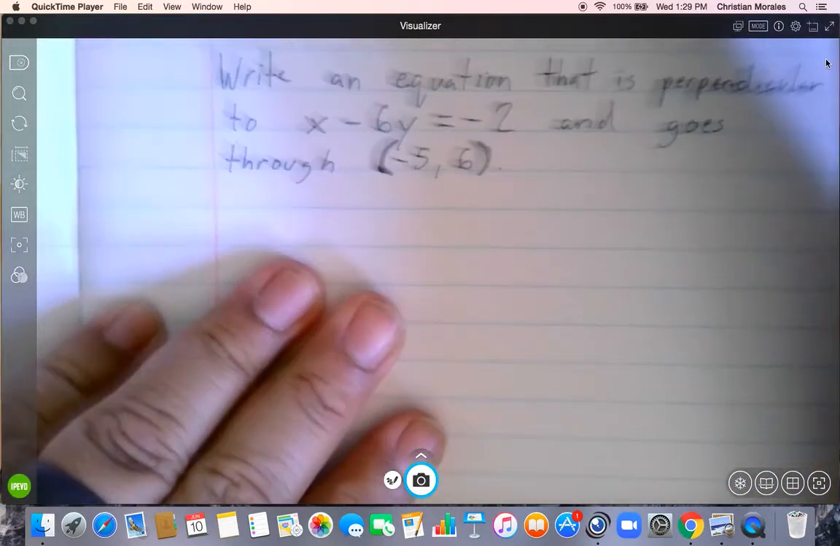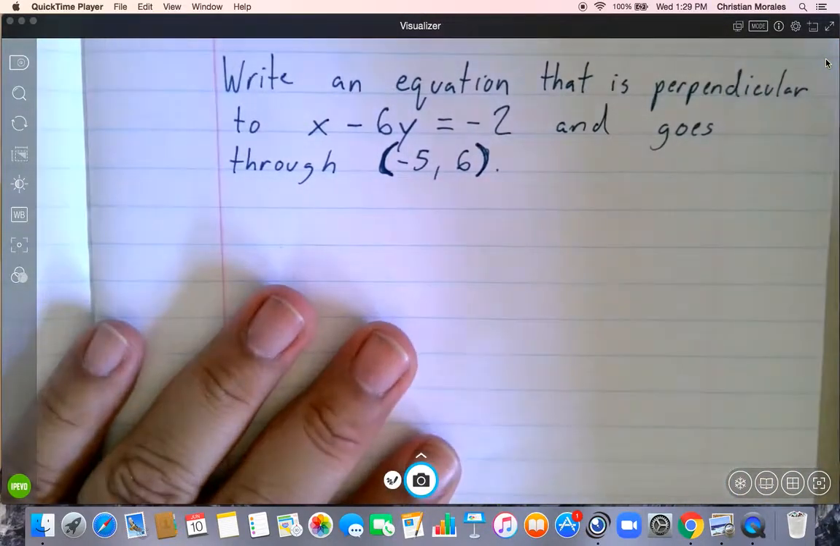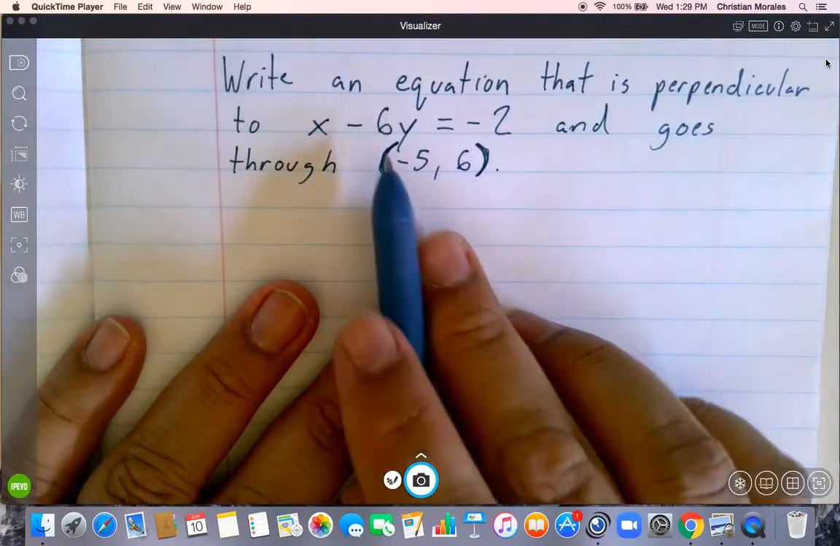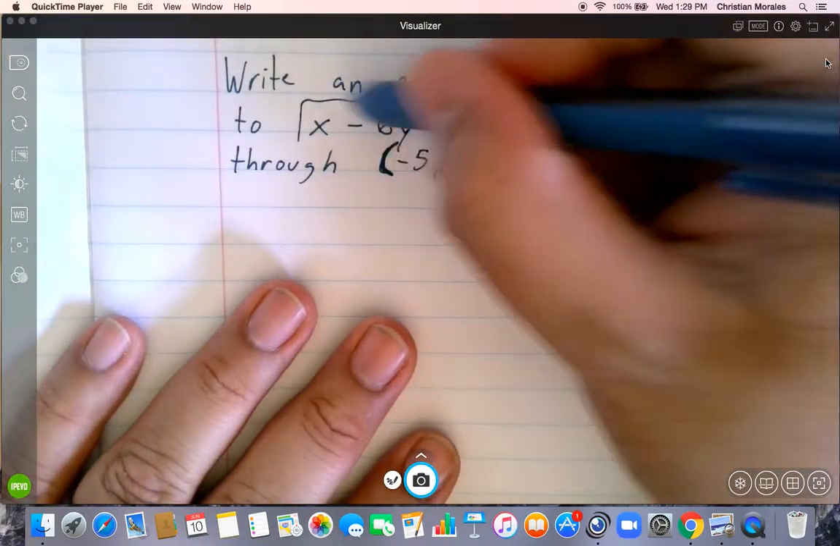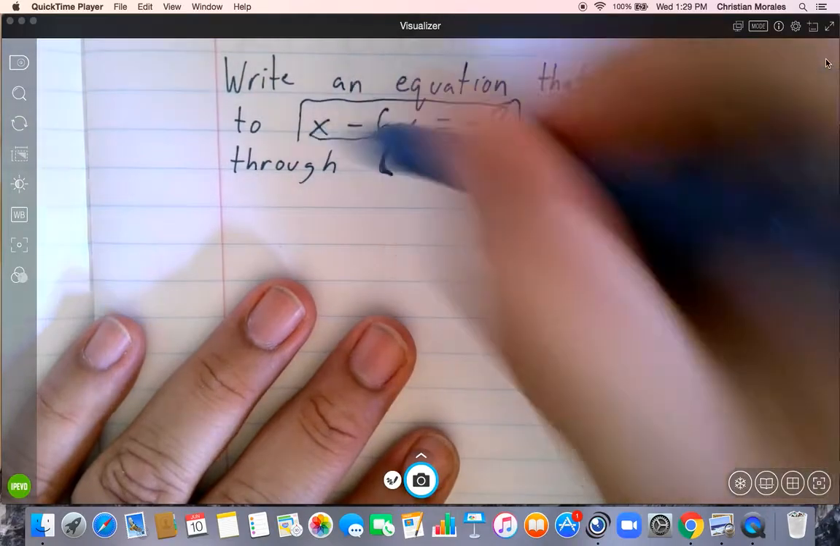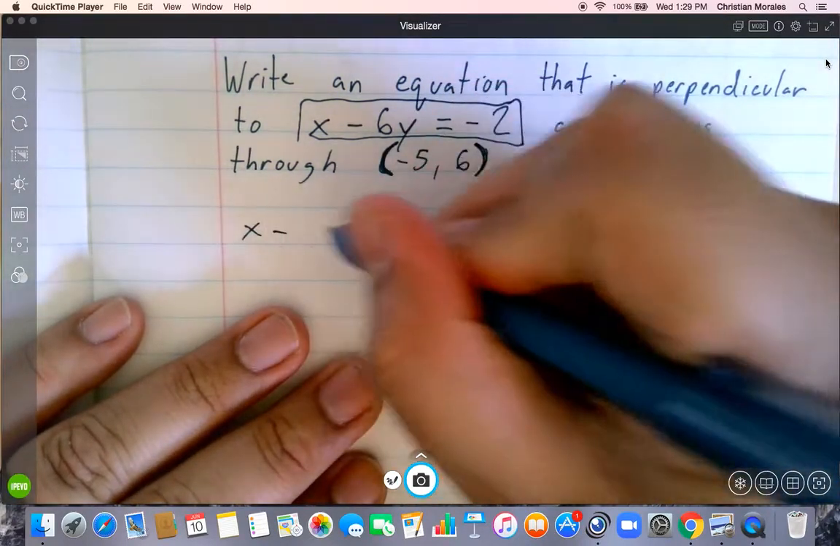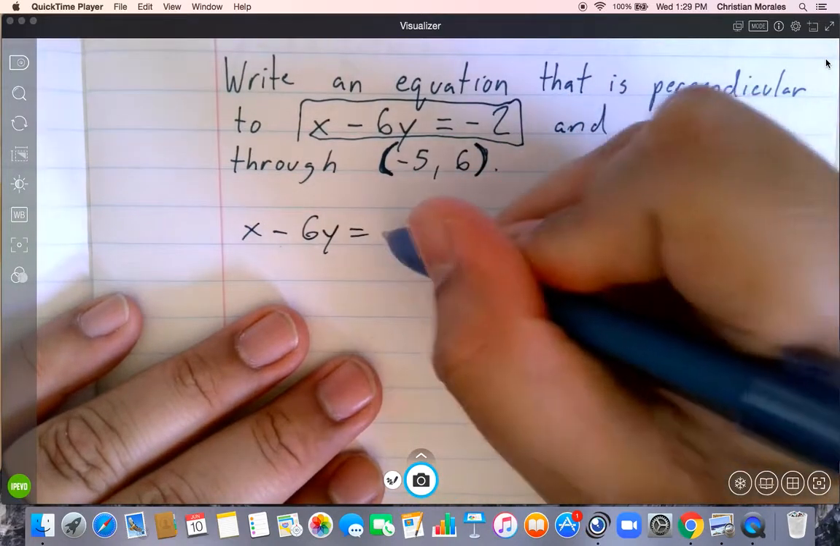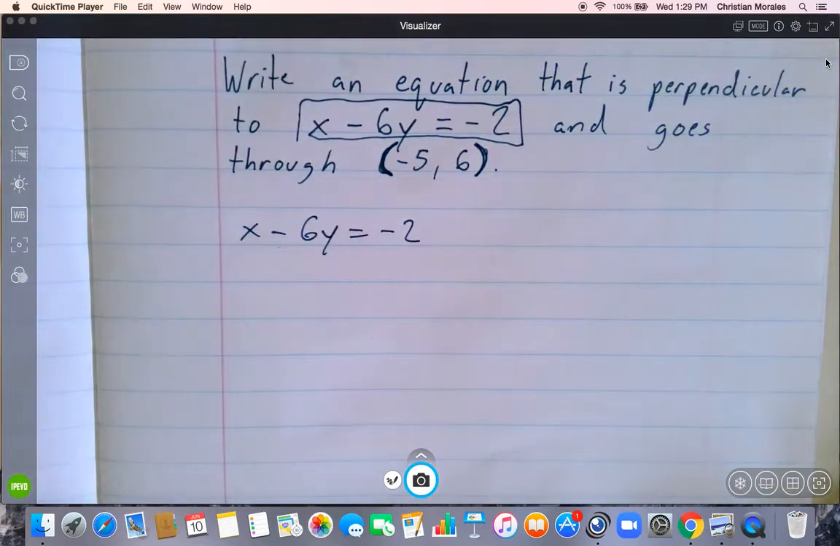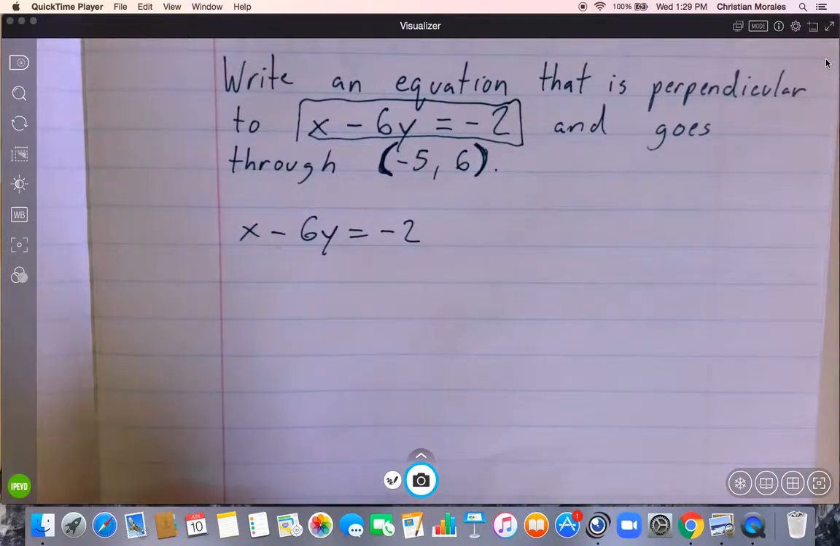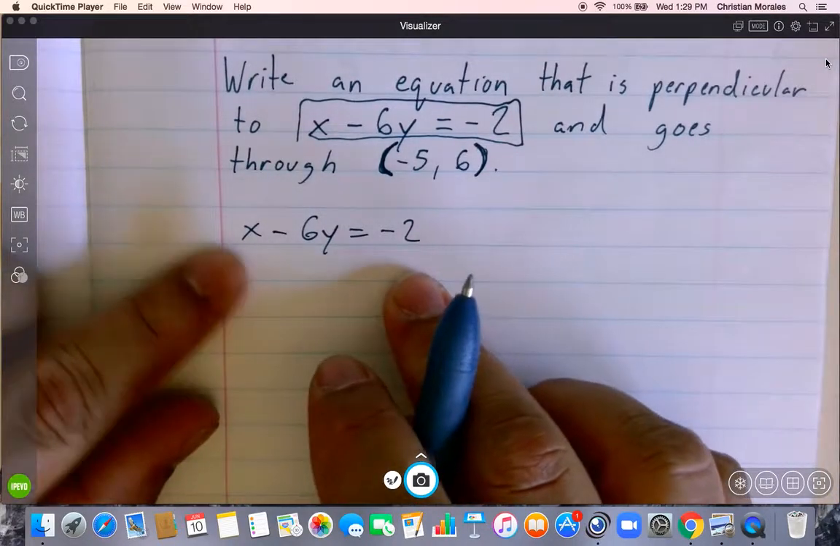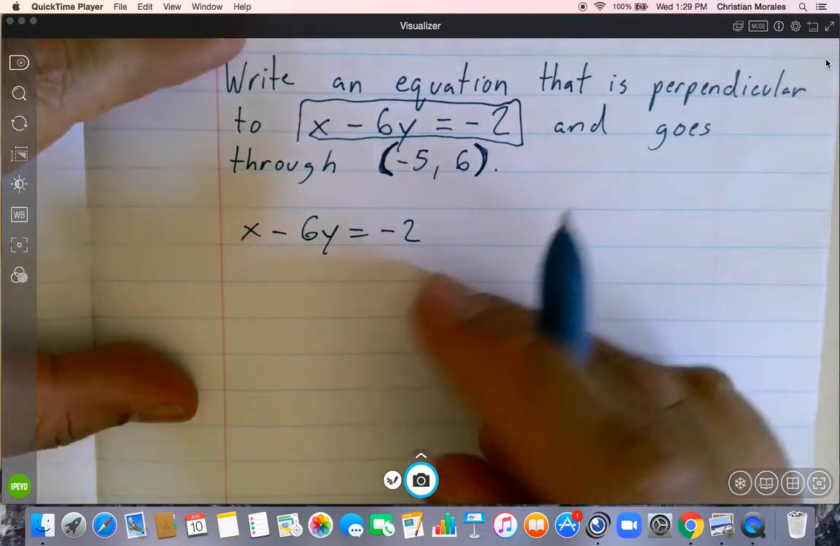So here, let's do the word problem. Write an equation that is perpendicular to this line, and goes through this point. Now there's a problem with this. This is not slope-intercept. This is in standard form. So guys, we don't want to graph this. We want to change this to make it look like y = mx + b.